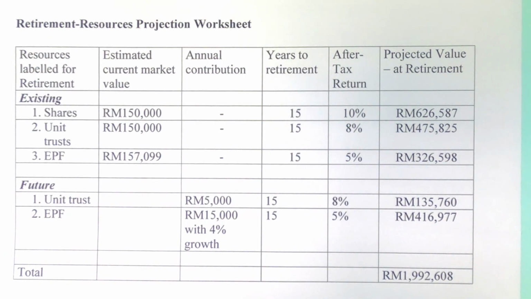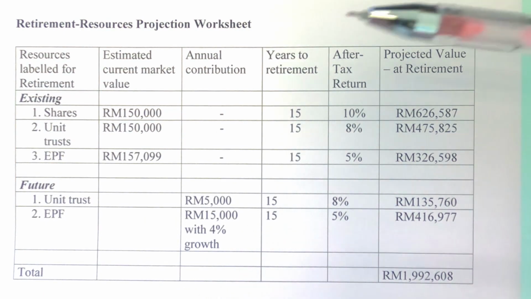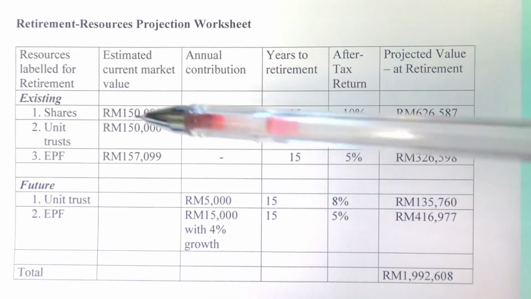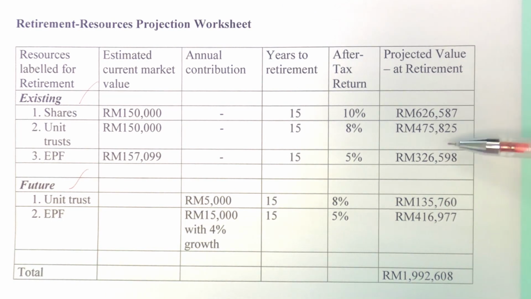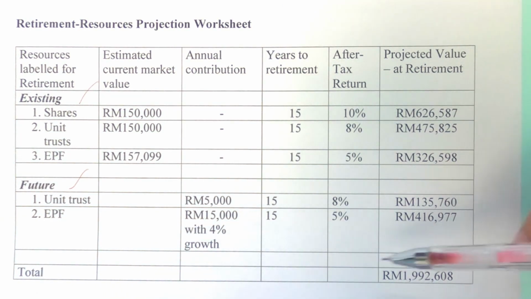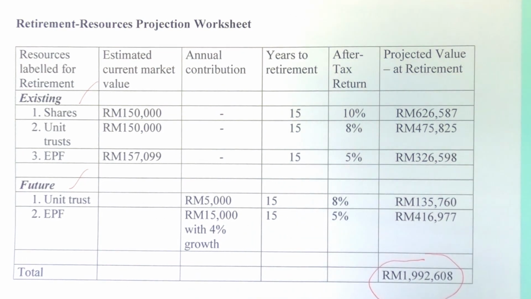Now, once we identify the existing and future resources for retirement, we have to prepare a worksheet like this for your client, where we incorporate both existing and future resources of the client, and we can see here basically the detail of the information, and the total is 1,992,608, similar to our calculation before.